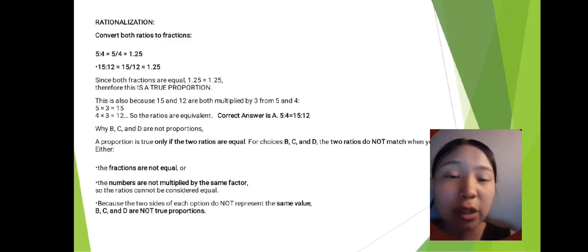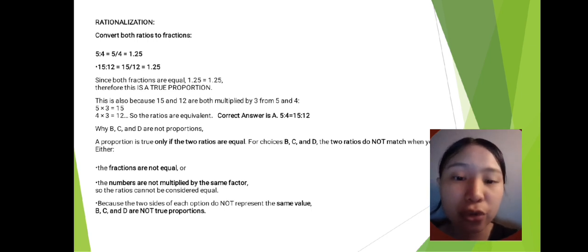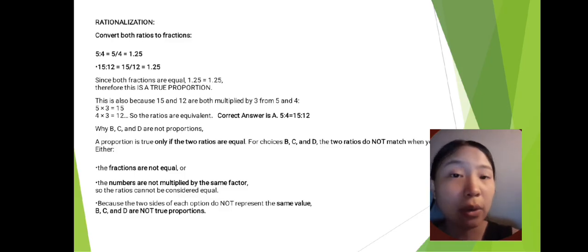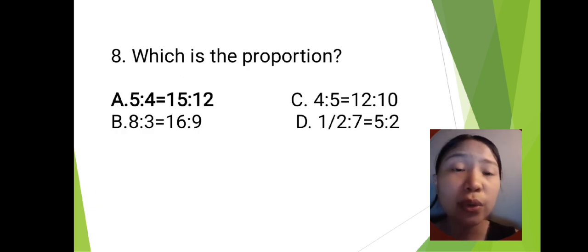Why B, C, and D are not proportions? A proportion is true only if the two ratios are equal. For choices B, C, and D, our two ratios do not match when you compare them. Either the fractions are not equal or the numbers are not multiplied by the same factor, so the ratios cannot be considered equal. Because the two sides of each option do not represent the same value, B, C, and D are not true proportions. Therefore, the correct answer here is 5 is to 4 is equals 15 is to 12.